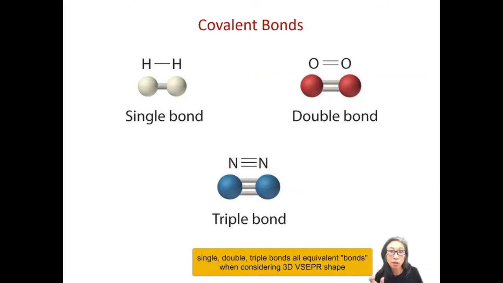It can be a double bond, which is considered 1 bond. It can be a triple bond, which is considered 1 bond. And those bonds mean connections of a central atom to an outer atom.